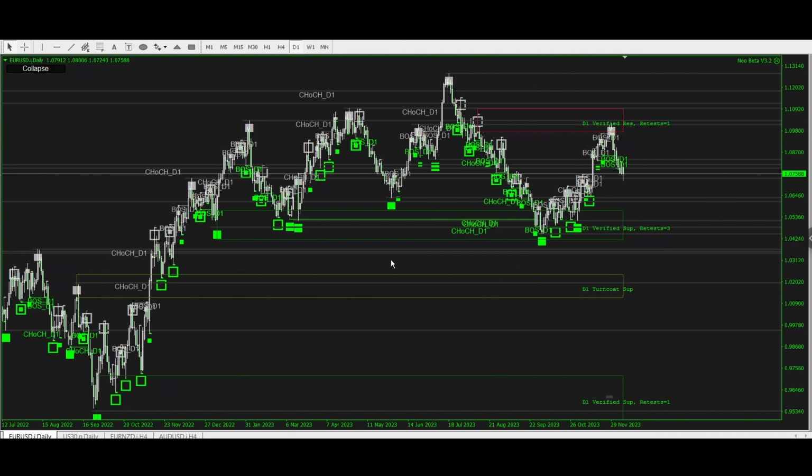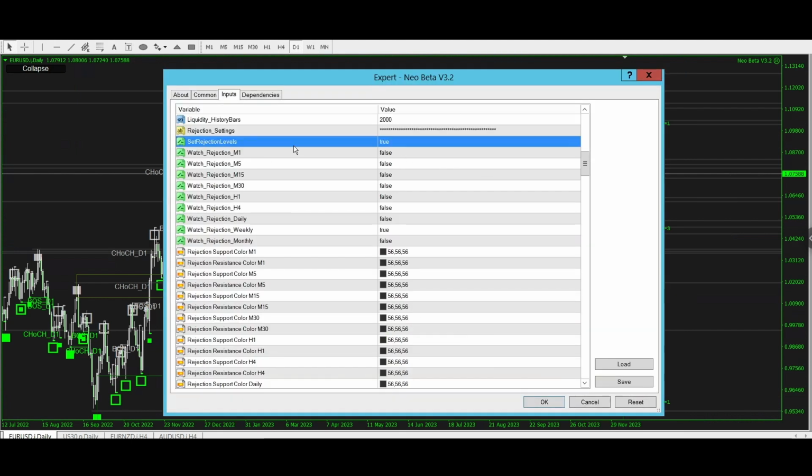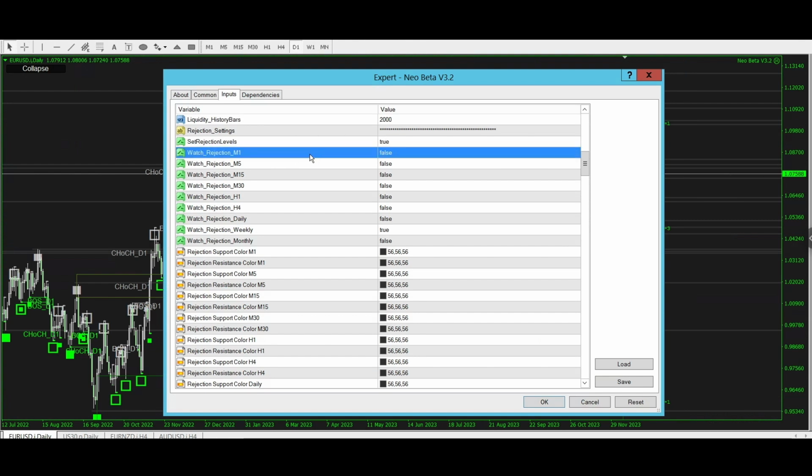Now what is also fantastic about this is the settings. So let's go into the settings so we can just see something better with this. And if we go over to here, this is all the settings for the rejection lines, and you can see right over here, you can switch them on and off if you don't want them on. You can actually switch on 1 minute chart rejection lines, you can switch on 5 minute chart, 15 minute chart, 30 minute chart, 1 hour, 4 hour, daily, weekly or monthly.